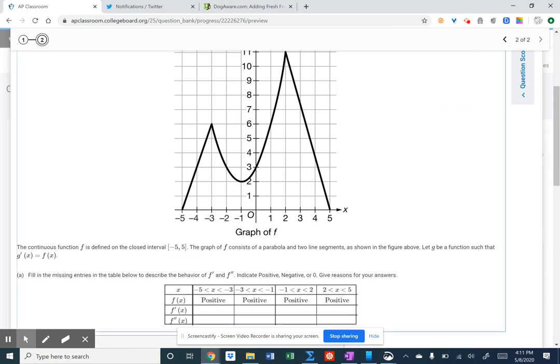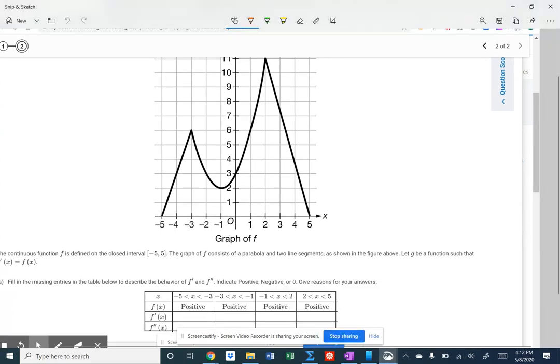All right, for the second question, we got this graph here. The continuous function f is defined on the closed interval -5, 5. The graph of f consists of a parabola and 2 line segments as shown in the figure above. Let g be the function such that g prime of x is equal to f of x. Part A says to fill in the missing entries in the table below to describe the behavior of f prime and f double prime. Indicate positive, negative, or 0 and give reasons for your answer.